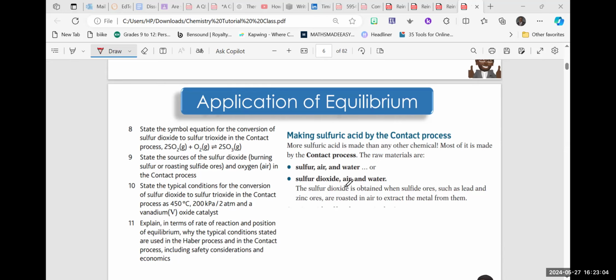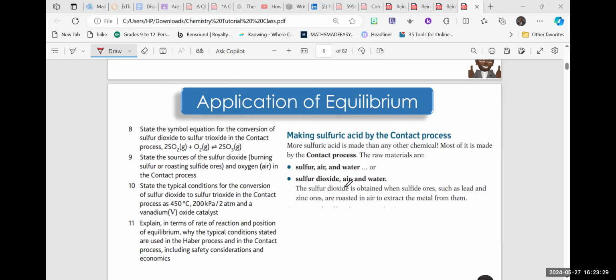Okay. So application of equilibrium to the contact process. Just like we looked at for ammonia, what are the things that you need to focus on for the contact process? The same thing: you need to focus on the sources of sulfur. Then you also look at the conditions: pressure, temperature, and the catalyst that is used. You can see that they are similar.